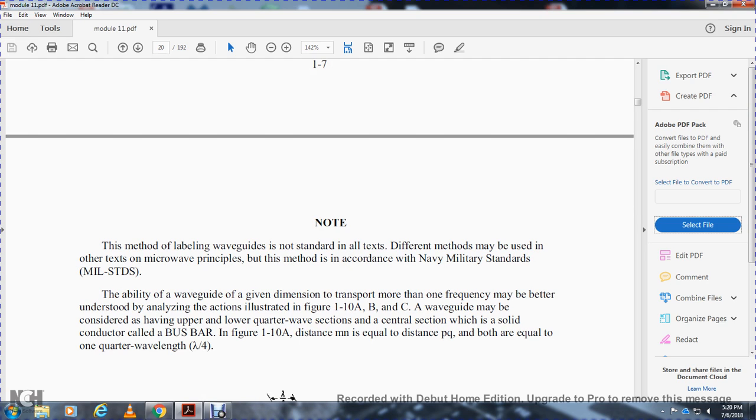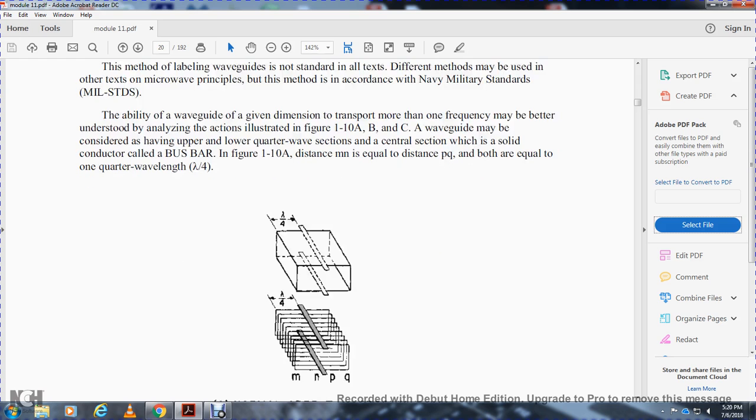The ability of the waveguide to carry energy of one frequency may be better understood by analyzing the action illustrated in Figure 1-10 A, B, and C. In A, the waveguide may be considered to have an upper and lower quarter-wave section and a central section, which is over the conductor called the bus bar. In Figure 1-10A, the distance MN is equal to the distance PQ, and both are equal to 1/4 wavelength.